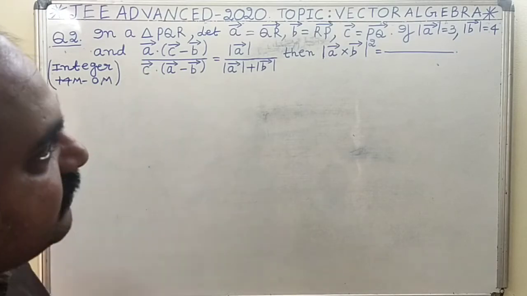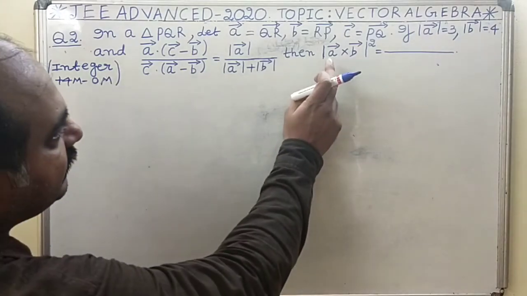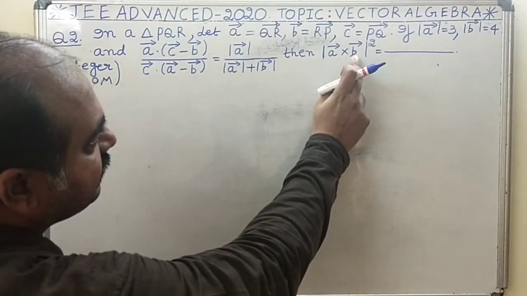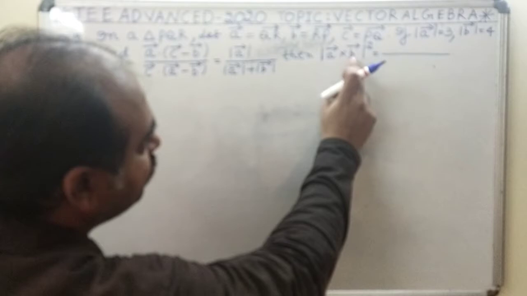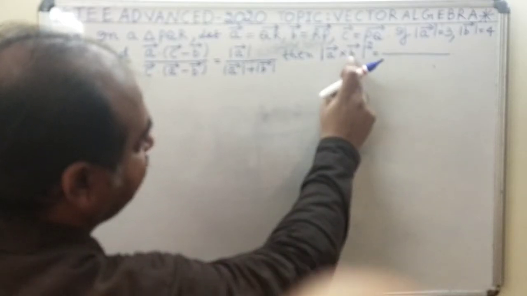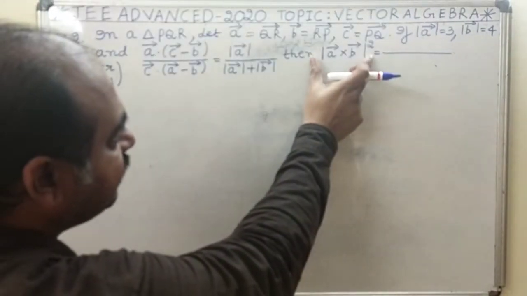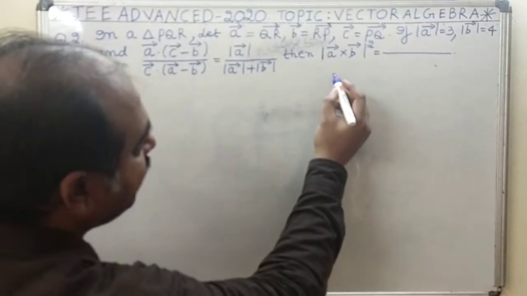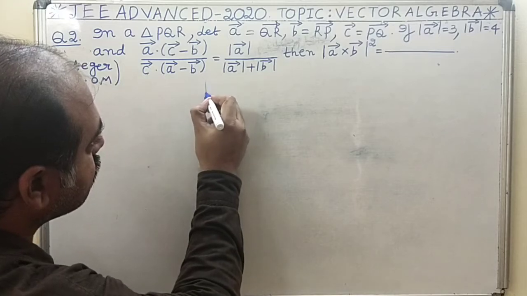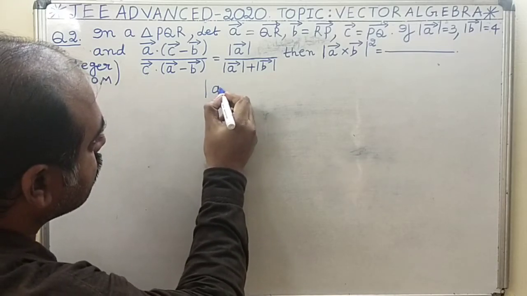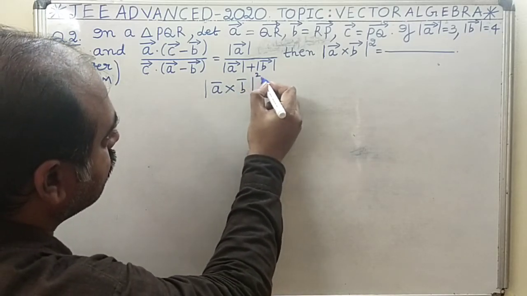So first analyze the question, what he has given and what he is asking. Modulus of A bar cross B bar means what? Modulus A bar into modulus B bar into sine of the angle between them. Two magnitudes are given. So whatever he is asking, if you have an idea, the whole square he is asking.